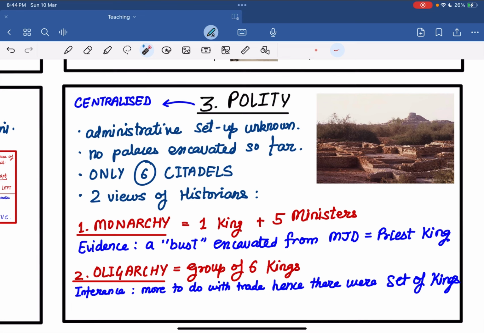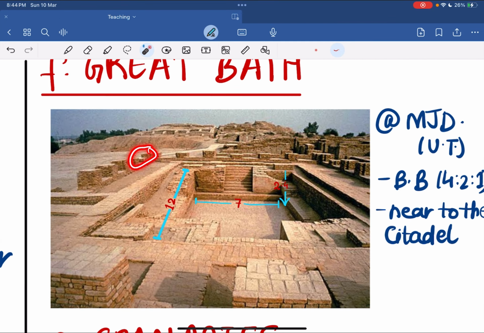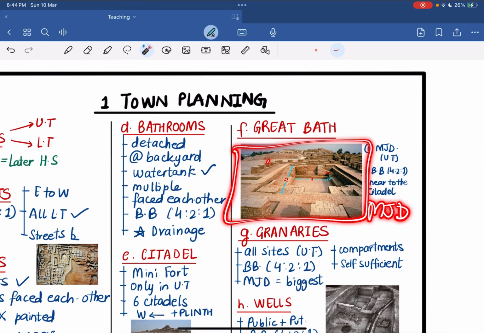Then the next view of the historians are in the favor that oligarchical setup must have prevailed. Now, oligarchy is basically rule by few. You say rule by few. Few could have been the number 6 here. Group of 6 kings. Remember 6 capital cities. Remember here, when we talk about Great Bath, there were 6 bathrooms here. 6 ही क्यों थे? 7 हो सकते थे. ग्रेट बाथ मोहनजोदारो में है, लेकिन ग्रेट बाथ के जो साइड में जो bathrooms हैं, they are 6 in number.